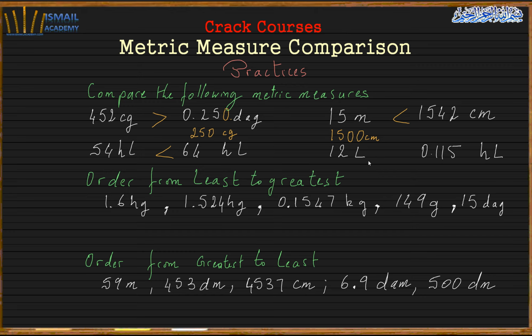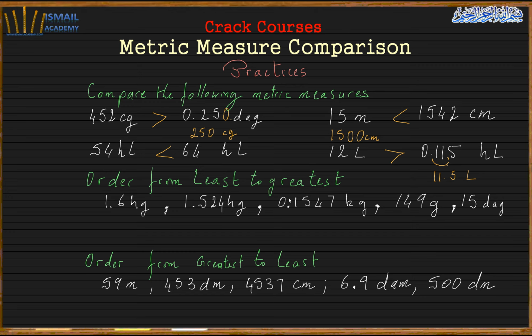Here again, the unit measures are not the same, so I'm going to convert hectoliter to liter. This is my hectoliter, that means this is going to be my decaliter, liter. I'm going to move the dot to this location here. So it's going to be 11.5 liter. Now I'm going to compare the units. The tens with the tens are the same. The ones and the ones, they are the same. 2 is greater, that means this is greater.